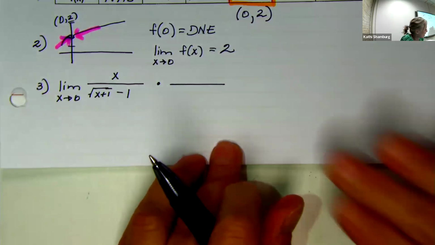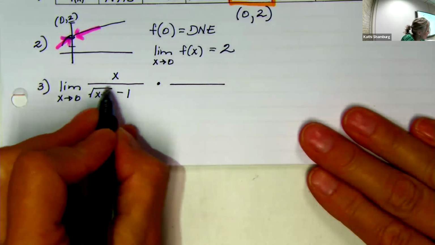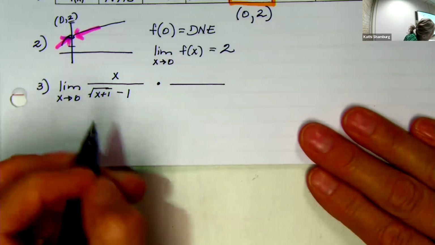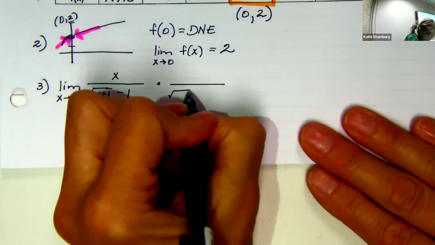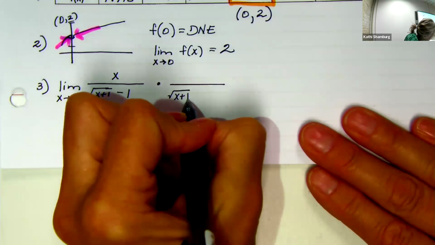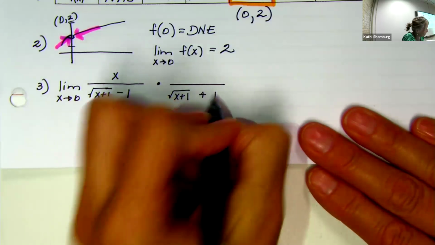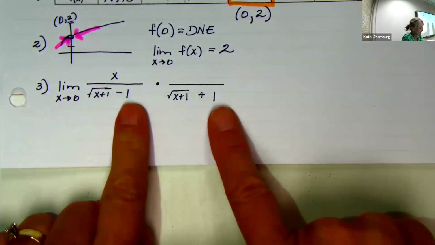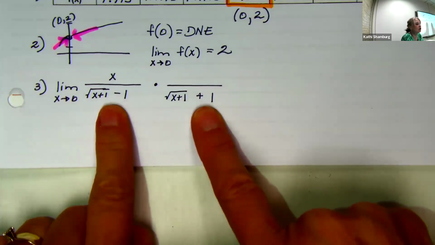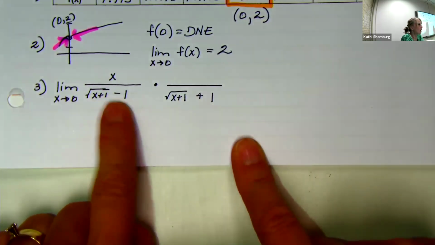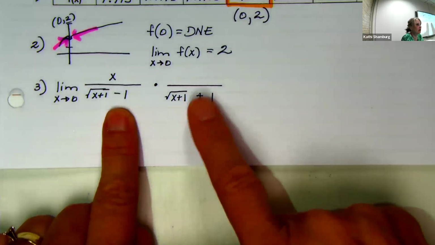Conjugate. Perfect. Okay, so let's talk about what is the conjugate of this. It is the square root of x plus 1 plus 1. So these two terms are the same. The only thing that changes is your sign. Had this been plus 1 here, then I would have put minus 1 here.